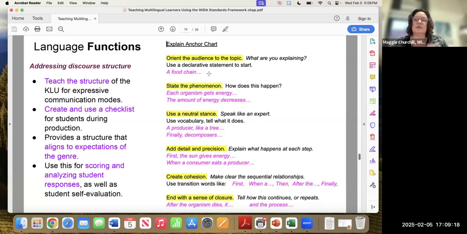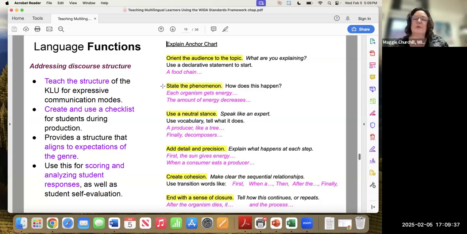So what's really nice is if you teach middle school, Gina, you have a new anchor chart that you can use, and you just have to change the pink part. Okay. So you can use this for any kind of explanation. This is for science, but you could use it for social studies, right? So it really does kind of work that well. And then we move on.